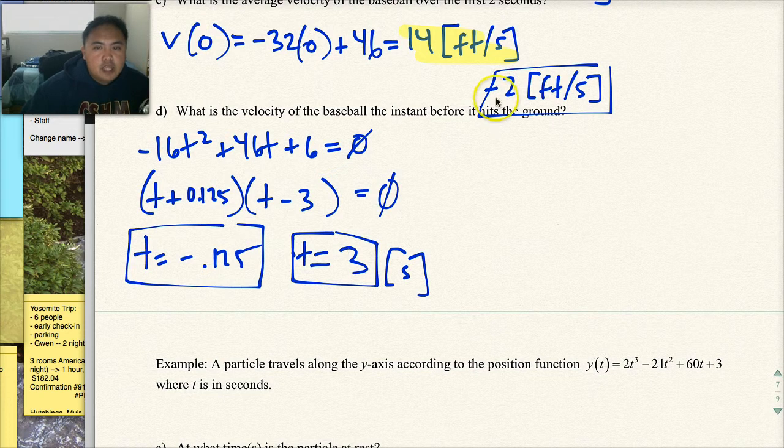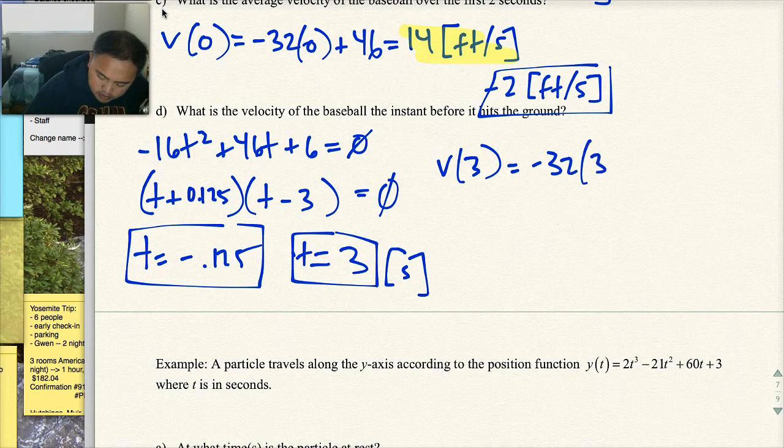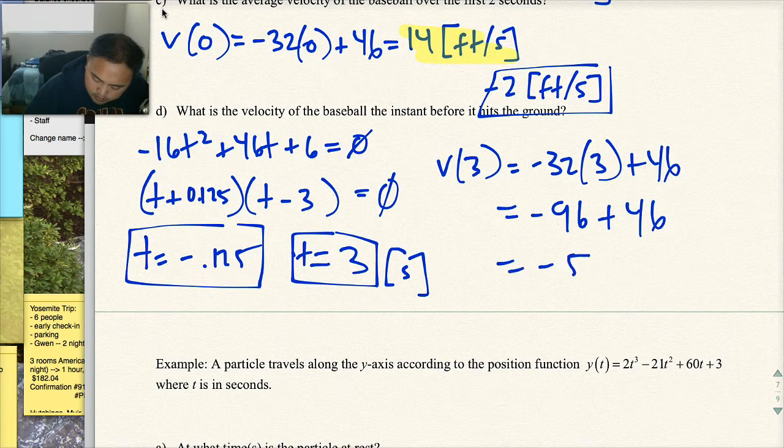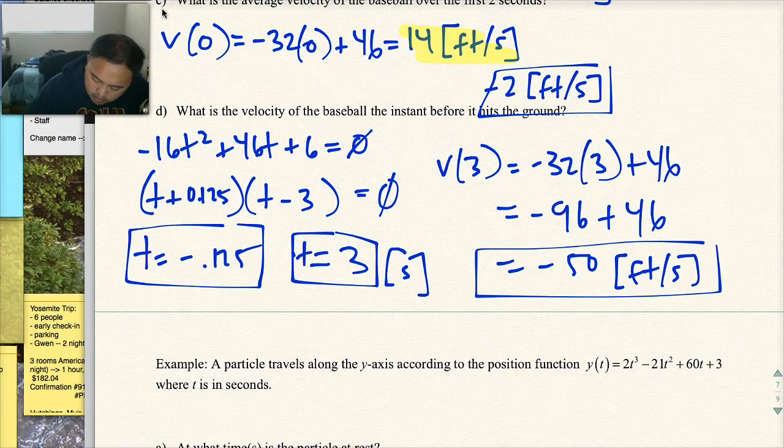Okay, but the question doesn't ask me when it hits the ground. It says what's the velocity when it hits the ground. So first I found the time when it hits the ground, and I will take this and plug it into my velocity formula. So velocity of 3 is -32 times 3 plus 46. -32 times 3 is -96 plus 46, which is -50. So this tells me, and again I'm going to put my units, that at time 3 seconds, the ball has hit the ground and its velocity is -50 feet per second. Okay, so that is how you do these types of problems.